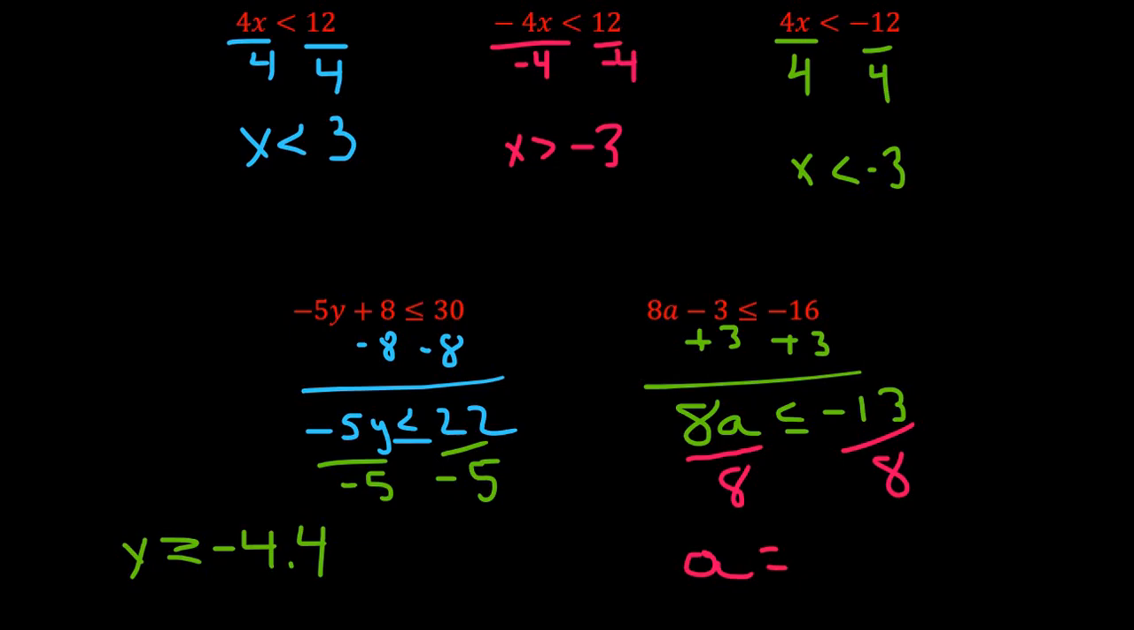And negative 13 divided by 8, I'm kind of tired, so I'm going to use my calculator for this. It's negative 1.625, and I need to not have an equal sign, but an inequality still. So go ahead and pause it if you need any more time before we go on to the next page.